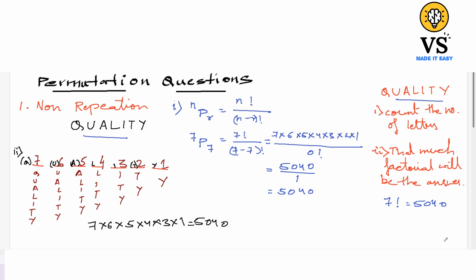So can you see? For solving one question, that is, in how many different ways you can arrange the letters of the word, any word it can be, here we have taken the word quality. So we have seen three different solutions for the same question. Okay, so this is the first model in the permutation questions.